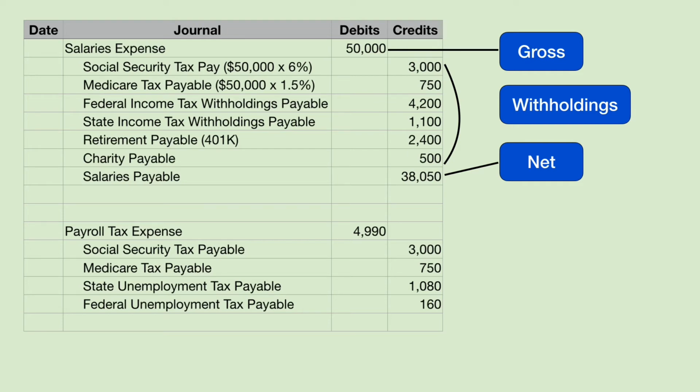Sometimes we call those deductions, but I try to avoid the word deductions because that word is used a lot in taxes, like an expense being tax deductible or tax deductions. So the more precise word in this context would be withholdings.